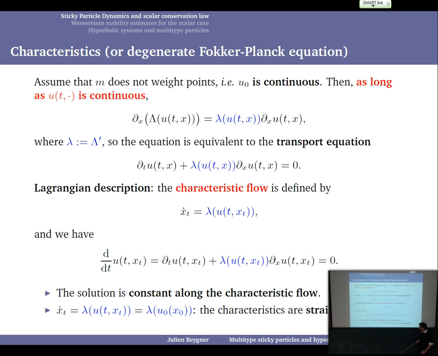Putting this information that the solution is constant along the characteristic flow in this relation here implies that the slope of the curve xt is constant. In other words, the characteristics are just straight lines.